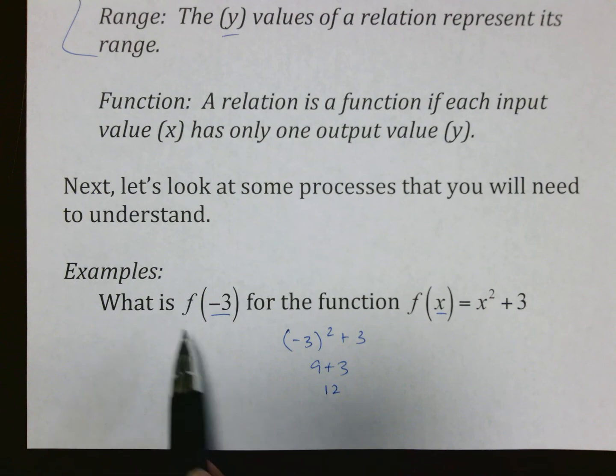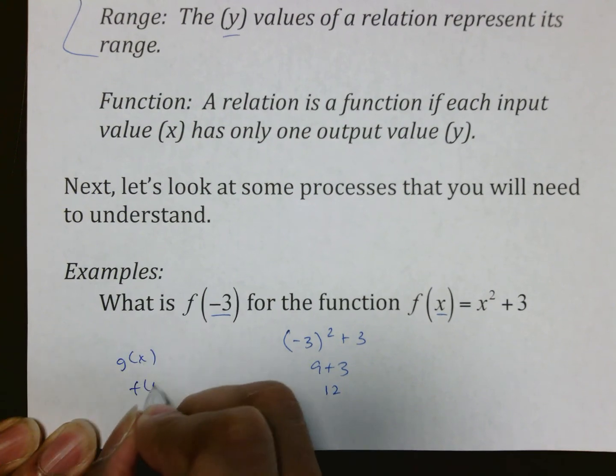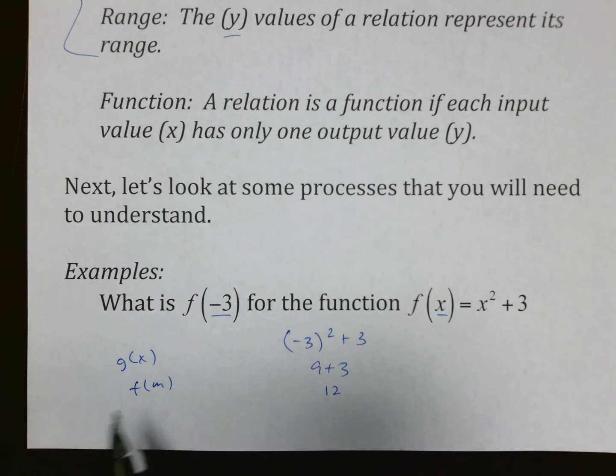So again, when you see function notation f of x, you could even see g of x, you could see t of m, anything like that is just function notation, and what they want you to do is change whatever your variable is into whatever number they put on the inside.